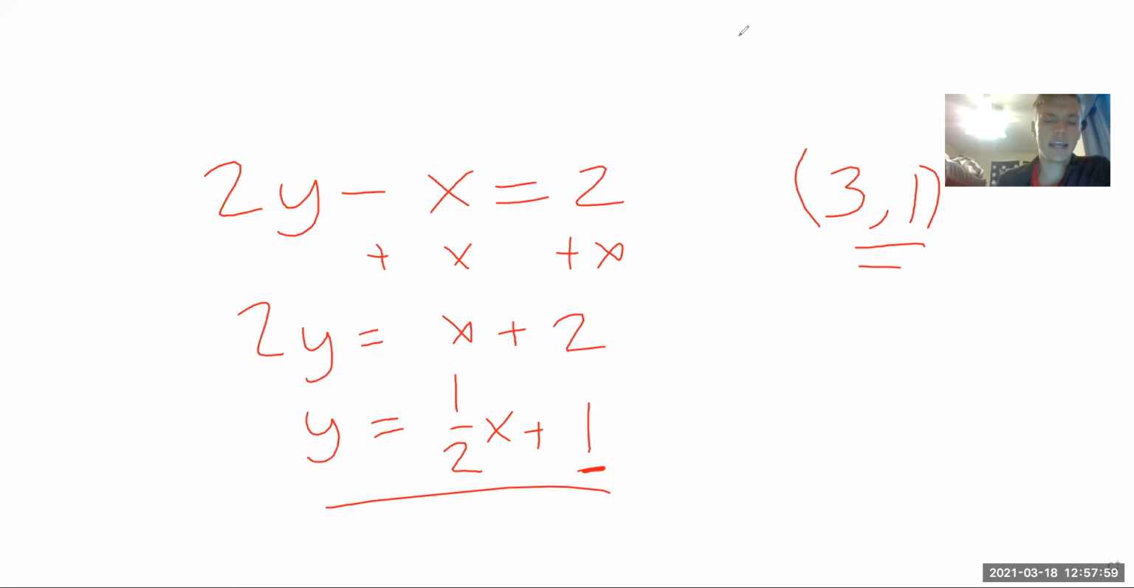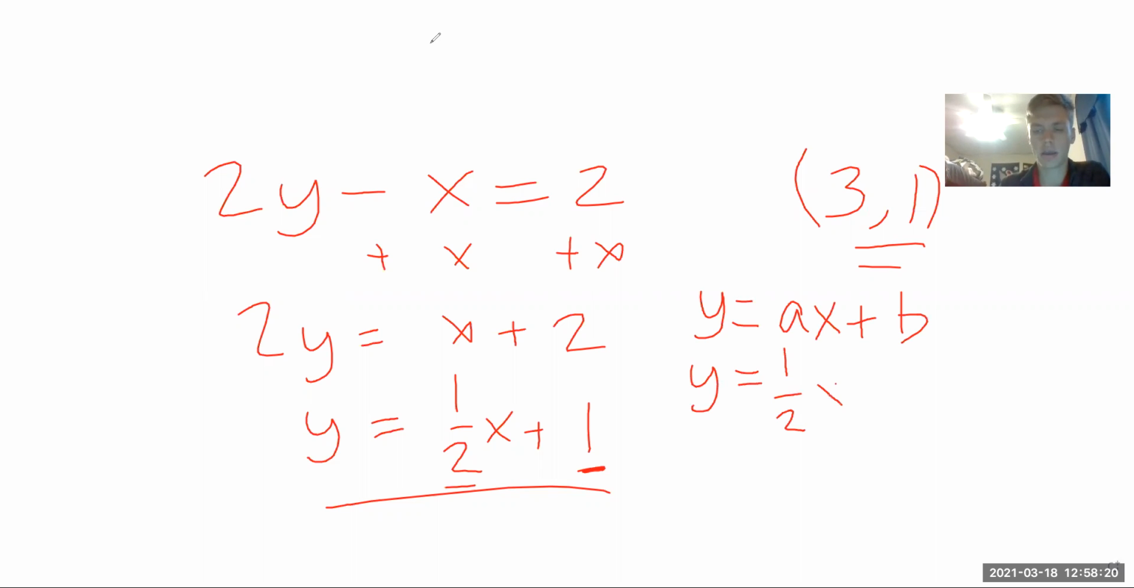So we want to find a line that has a slope of 1/2. So it's not too bad, actually, to figure it out. You can say y equals ax plus b. We know a needs to be 1/2 because a is the slope. Y equals 1/2 x plus b. And we really only need to find b now.